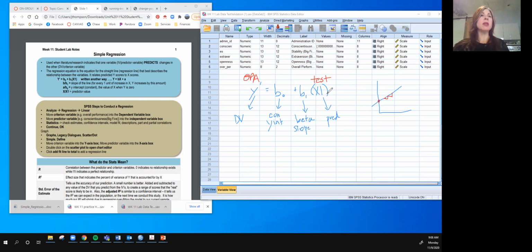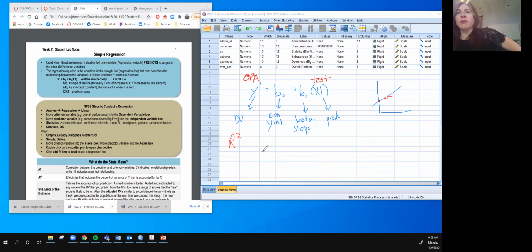Okay, now some things to understand. Just like ANOVA, we have a model, we have model stats, and then we have individual predictors. So in ANOVA, we had the F test, which said, hey, this is significant. And then we had post hoc tests, which said, okay, here's where it is. And in regression, we have the R square, which is the proportion of variance that the entire model accounts for.